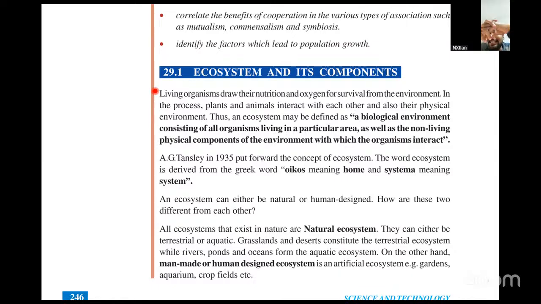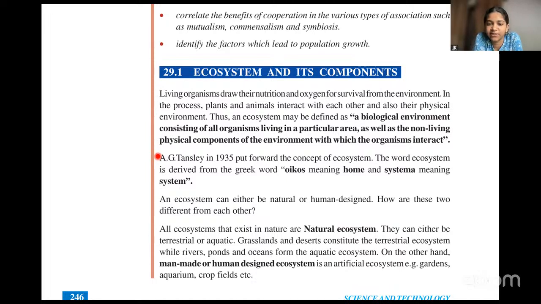Understood? That ecosystem is basically the interaction of living things and the non-living things. Okay. Can you read after that, Jashan? A.G. Tansley in 1935 put forward the concept of ecosystem. The word ecosystem is derived from the Greek word oikos, meaning home, and systema, meaning system. An ecosystem can be natural or human designed.